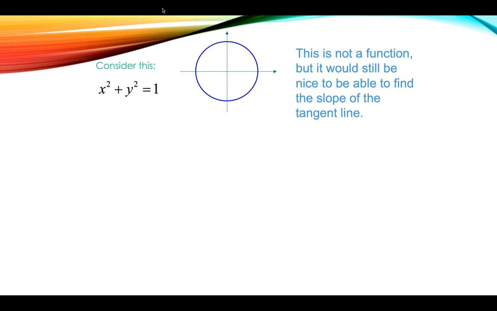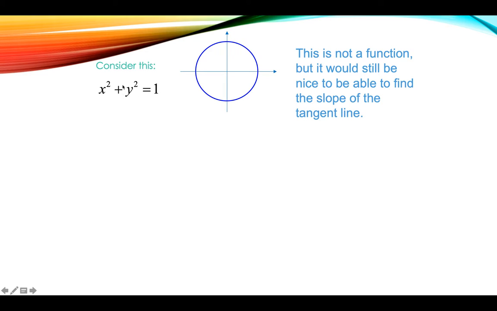Okay, so consider x squared plus y squared equals 1. The equation for the relation of the good old unit circle, it's not a function, but it would still be nice to be able to find the slope of the tangent line. So we're going to have to think of another way to get the derivative of y with respect to x, even though we can't isolate y.